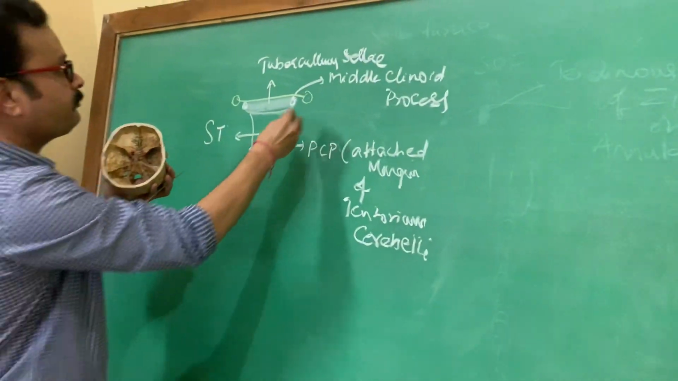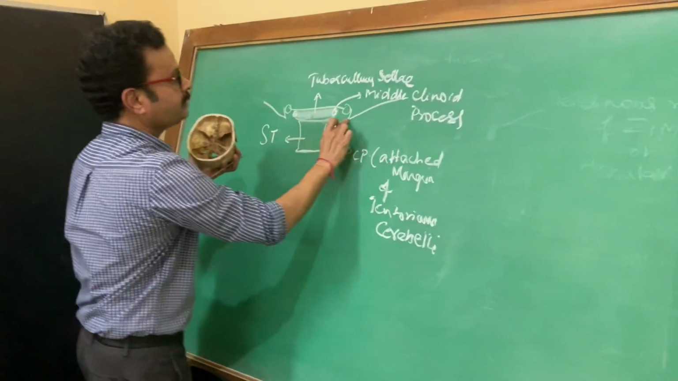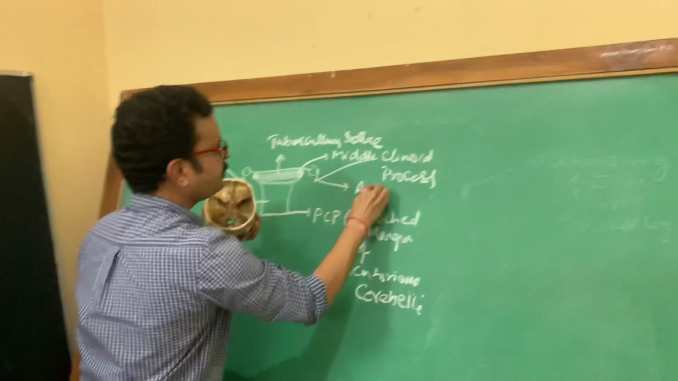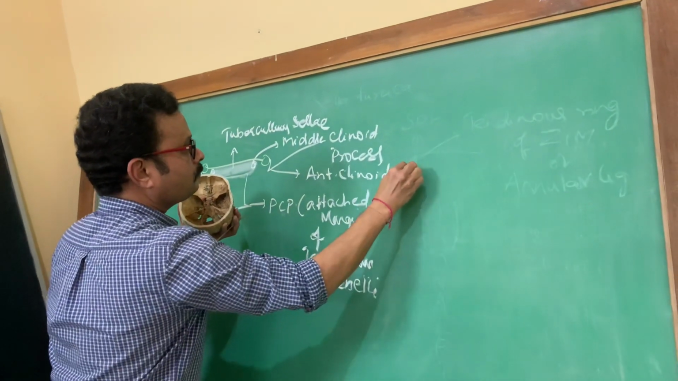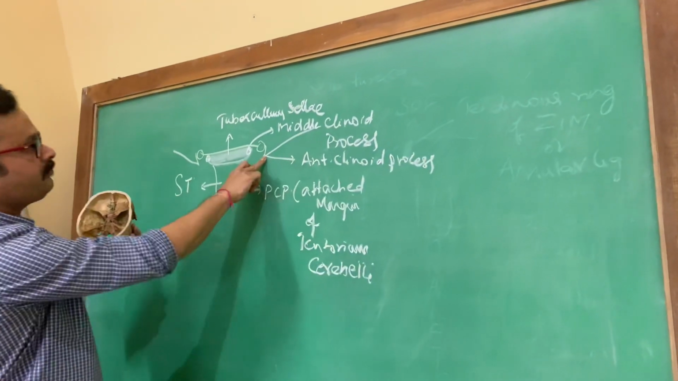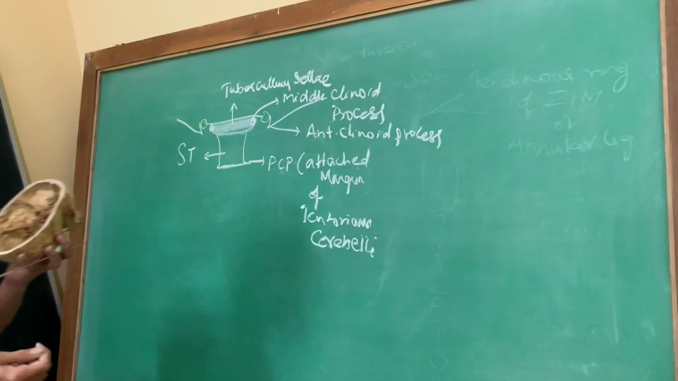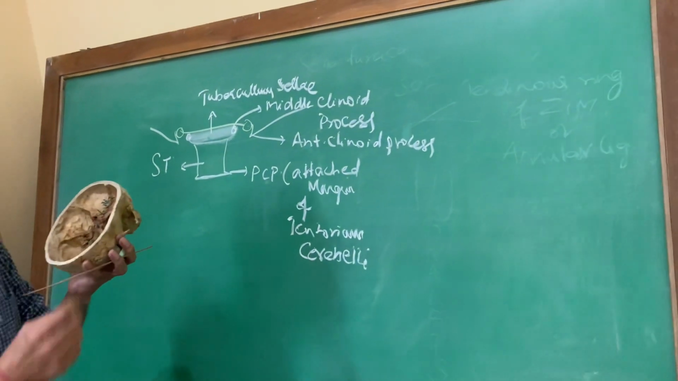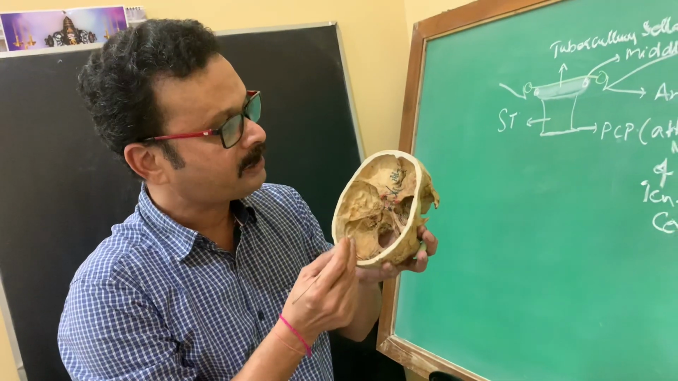And the free margin of the tentorium cerebelli is attached to this anterior clinoid processes, which receives the attachment of free margin of tentorium cerebelli. Posterior clinoid processes receives the attachment of attached margin of the tentorium cerebelli. This is about the middle region of middle cranial fossa.